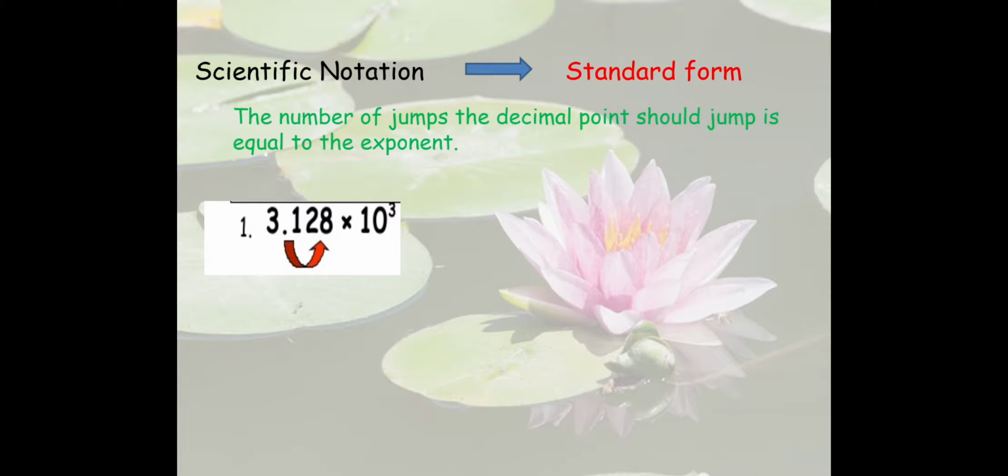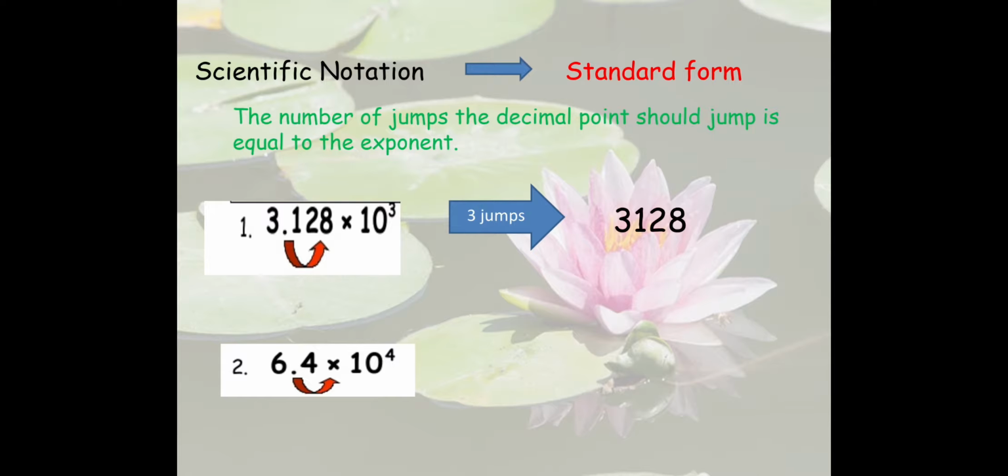Here we have 3.128 multiplied by 10 cubed, or 10 to the power of 3. This is in scientific notation. The exponent 3, because it is positive, means the decimal point has to move forward 3 spaces, or 3 spaces to the right. So it is 3 jumps. Here we have 3.128. The decimal is going to jump 1, 2, and 3 spaces. So my final answer is 3,128.